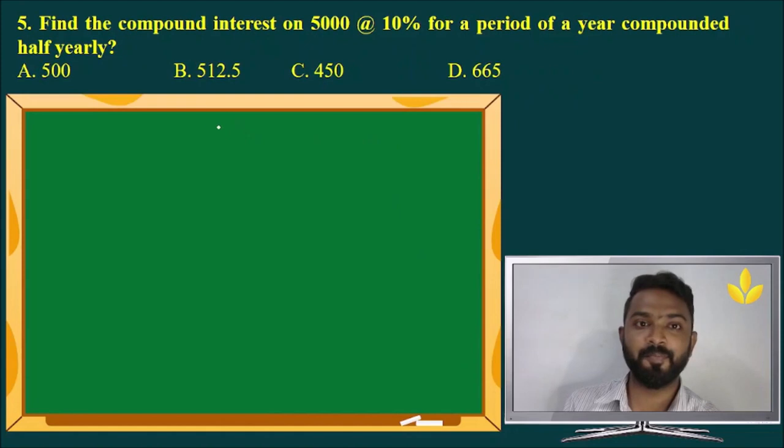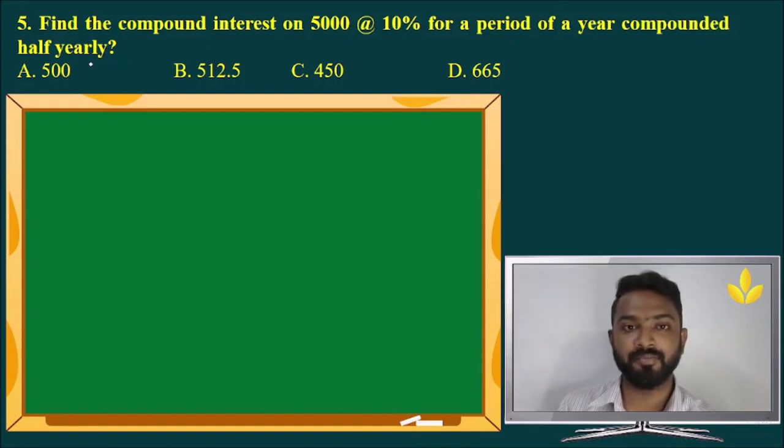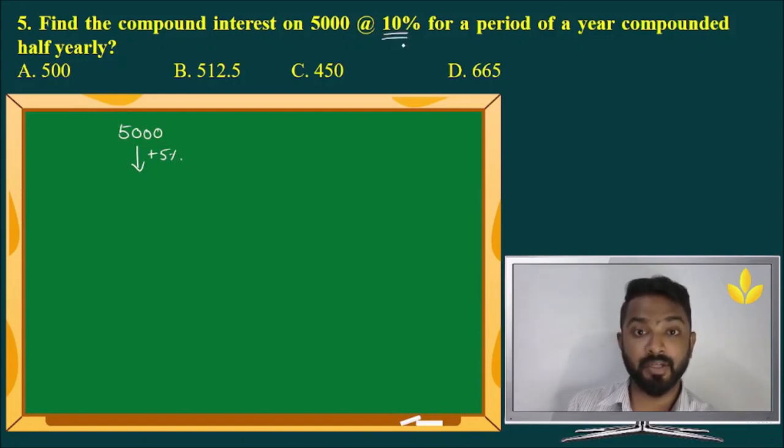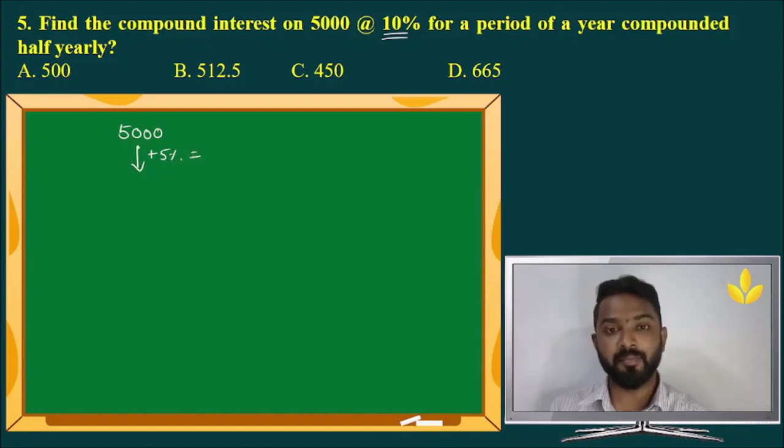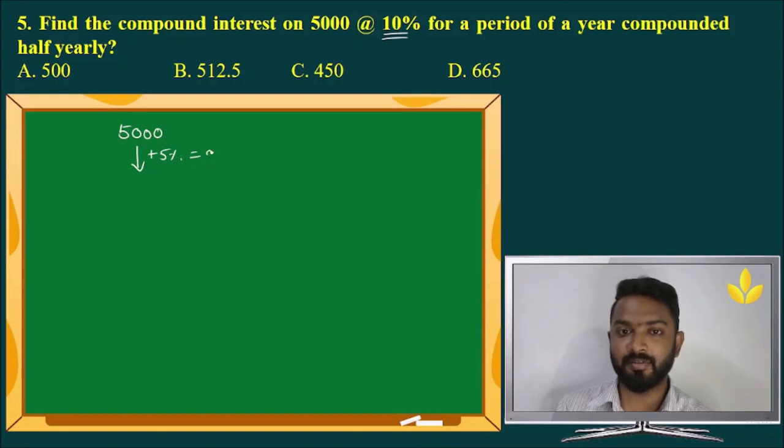Question number 5. Find the compound interest on 5,000 rupees at 10% for a period of a year compounded half yearly, or semi-annually. The same thing. Let's start again the same way. We have 5,000. This increases by 5% first, because 10% is per year and this is half yearly. 5% of 5,000 is what? Half of 10%. 10% of 5,000 is 500. Half of that is 250. This plus this is 5250.